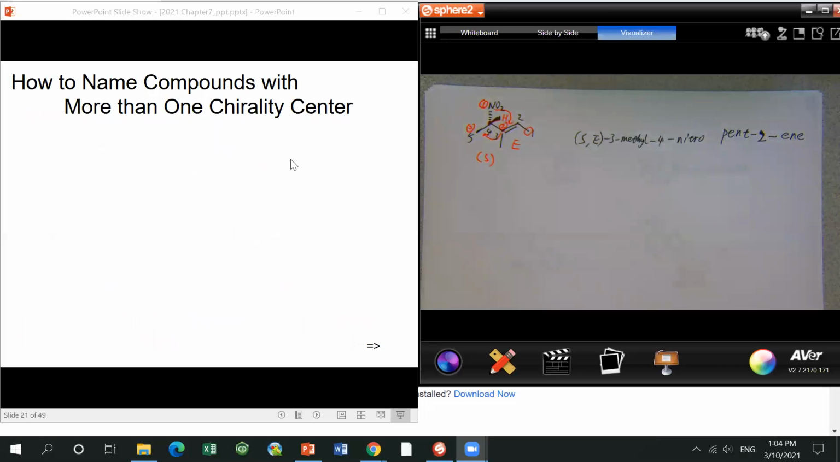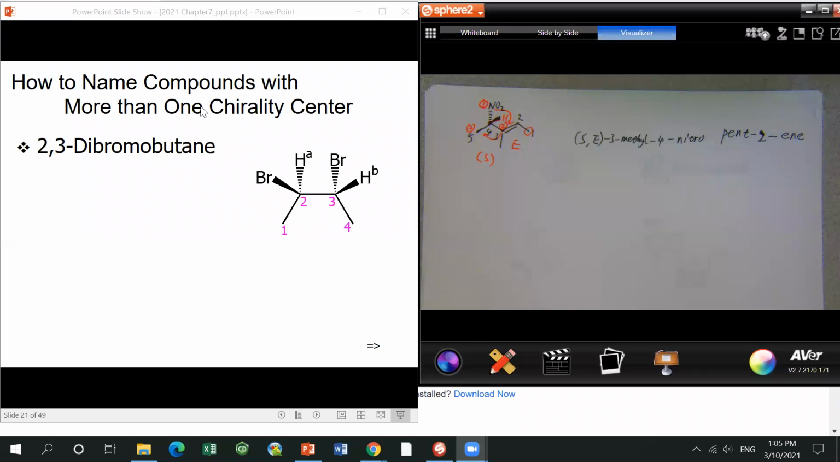Okay, and so there are situations where the compound has more than one stereocenter, chiral centers. In this case you have to give the R/S assignment for all stereocenters. The example shown here is 2,3-dibromobutene. You only need to care about these two stereocenter assignments. So we have two stereocenters.